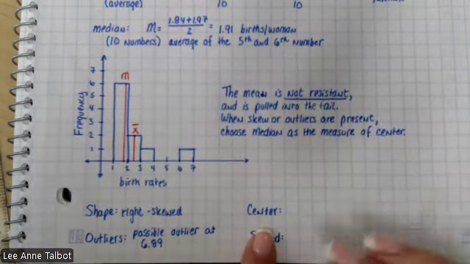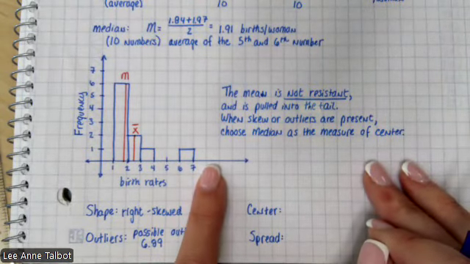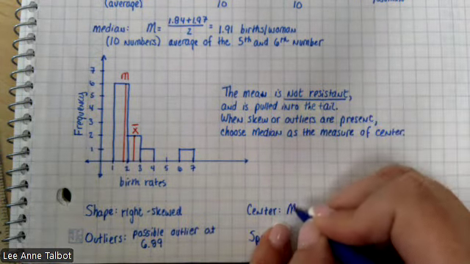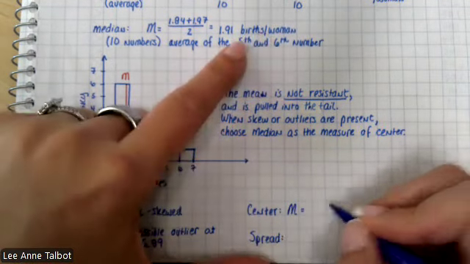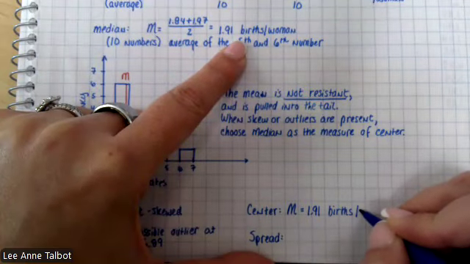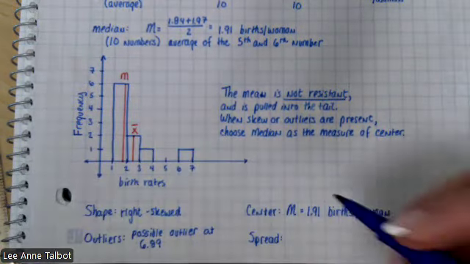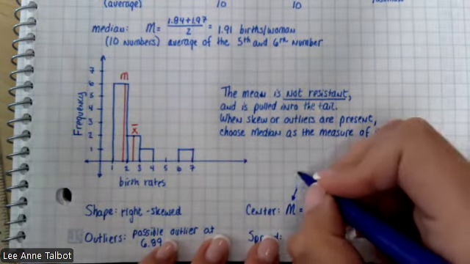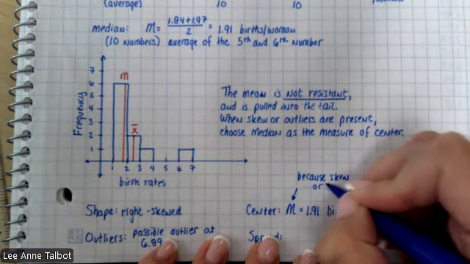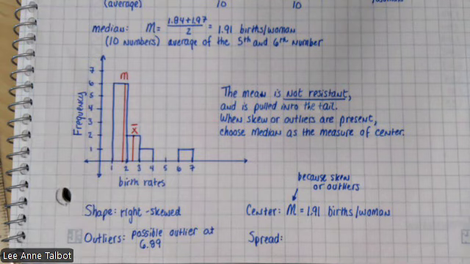Okay, so do we have a skew in this graph? Yep. Do we have a possible outlier in this graph? Yep. And either one of those would qualify us to use the median. So for center, I'm going to state the median is 1.91 births per woman. Notice that I'm including the units. And I'm choosing the median because there is a skew or outlier. In this case, it looks like there's both.